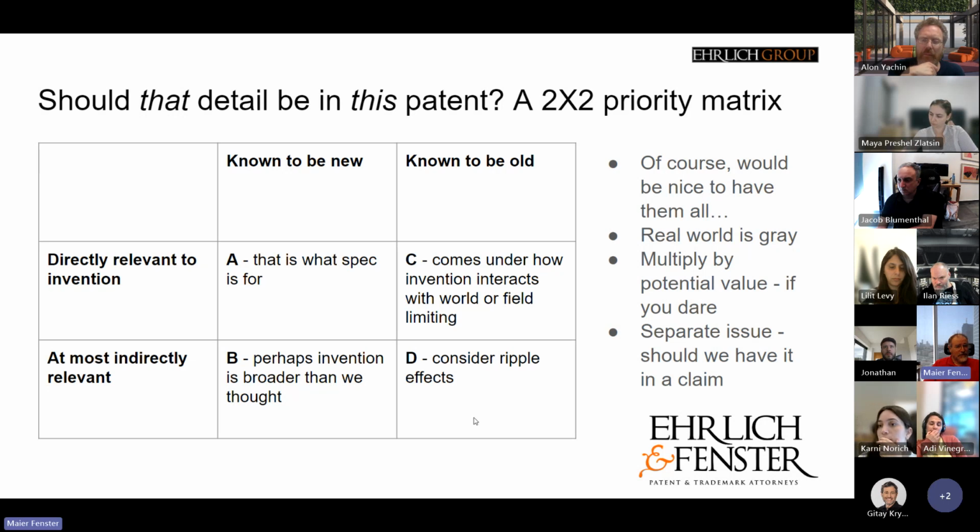And there's intermediate possibilities. In any case, if you're capable, you can multiply this A, B, C, D by the potential value of what you write. So we know that something is old and it's not relevant to the invention, but if we're wrong, we just gave up a lot. So maybe we should put that detail inside anyways. And I'm not going to talk about what to claim, because obviously we're way more limited in claims than in description.